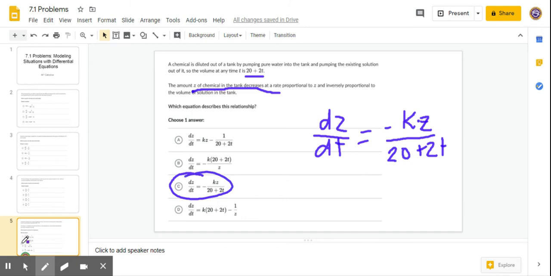And that's it. If you want more problems like this, feel free to look on Khan Academy. Every time you do it, I think it gives you different ones. So these are really helpful for interpreting word problems that involve differential equations, which we will be doing. And that's it.